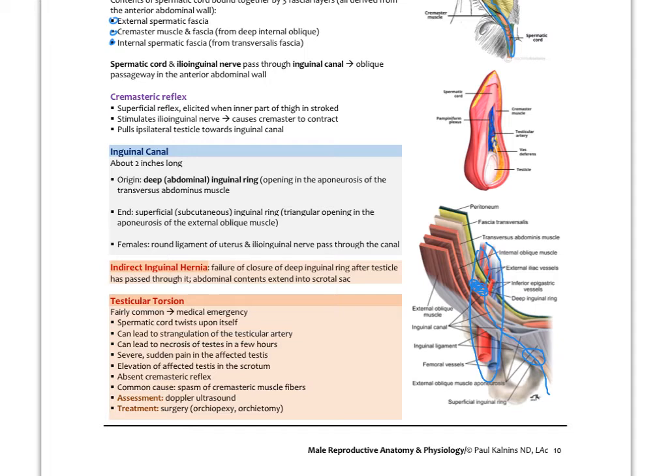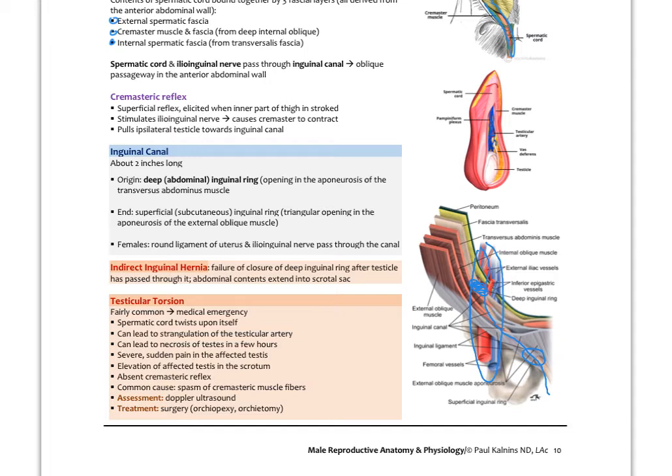There's another type of hernia called a direct hernia, which involves sort of a weakness in the abdominal wall, and the intestine can protrude through that, but not through the deep inguinal ring. So it passes through the superficial ring, but not the deep ring.